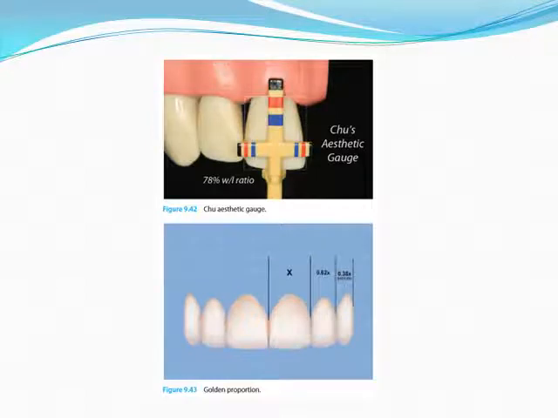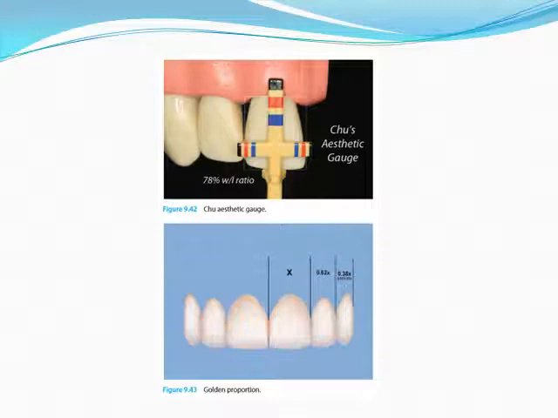About the width-length ratio, we see in the articles that a 78% width over length ratio is the most preferable percentage for each tooth.